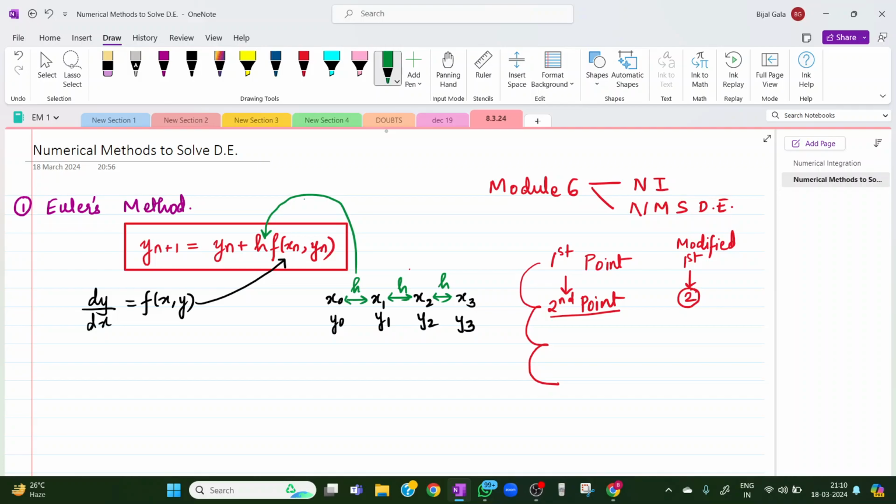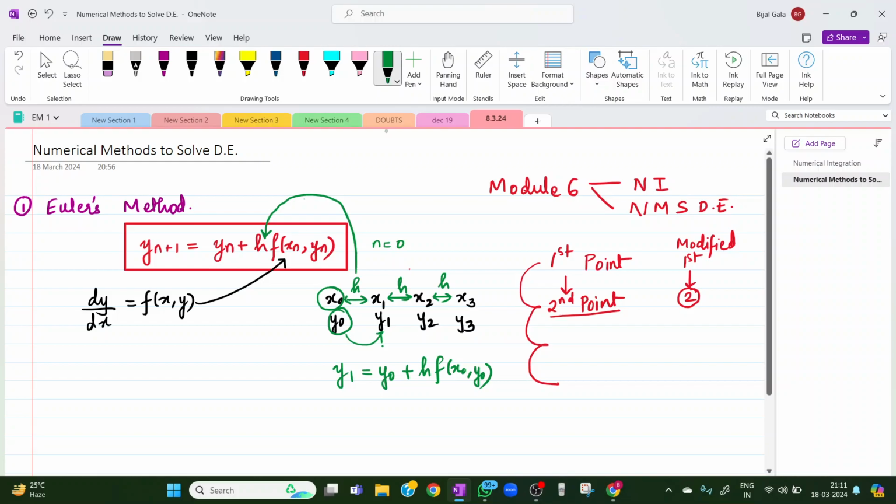Yes, ma'am. Okay. Now let's understand. At the point x0, if the value of y0 is given to you and you have to find y1, then you put n is equal to 0 in this formula. What will you get on putting n is equal to 0? The left hand side becomes y1, correct? The left hand side becomes y1 and the right hand side becomes y0 plus h times f of x0 comma y0.